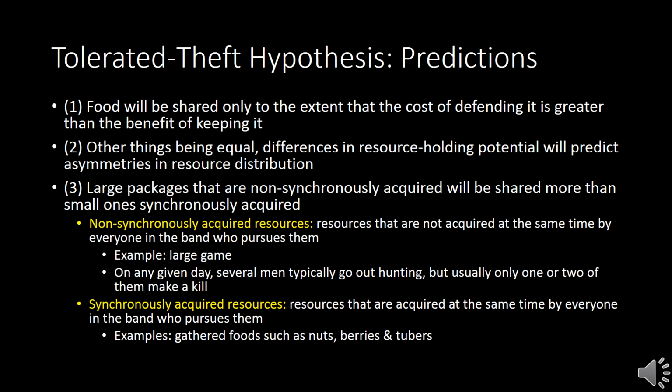For the tolerated theft hypothesis, Hill and Kaplan's predictions were that 1. Food will be shared only to the extent that the cost of defending it is greater than the benefit of keeping it. 2. Other things being equal, differences in resource holding potential will predict asymmetries in resource distribution. And 3. Large packages that are non-synchronously acquired will be shared more than small ones synchronously acquired. You may be wondering what non-synchronously acquired resources are. These are resources that are not acquired at the same time by everyone in the band who pursues them. Large game is a case in point.